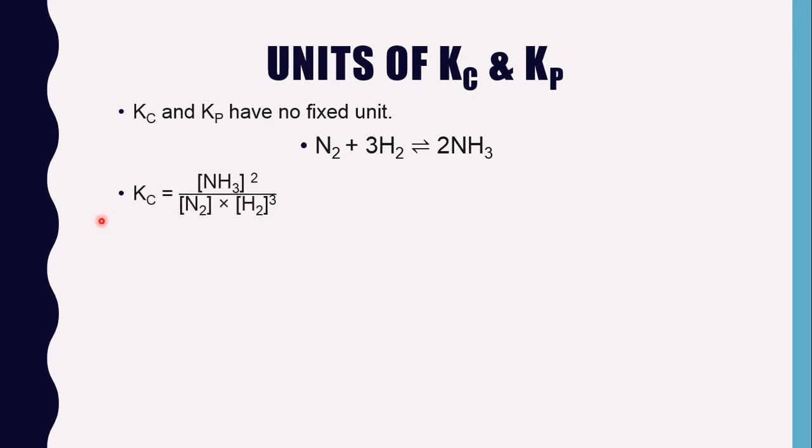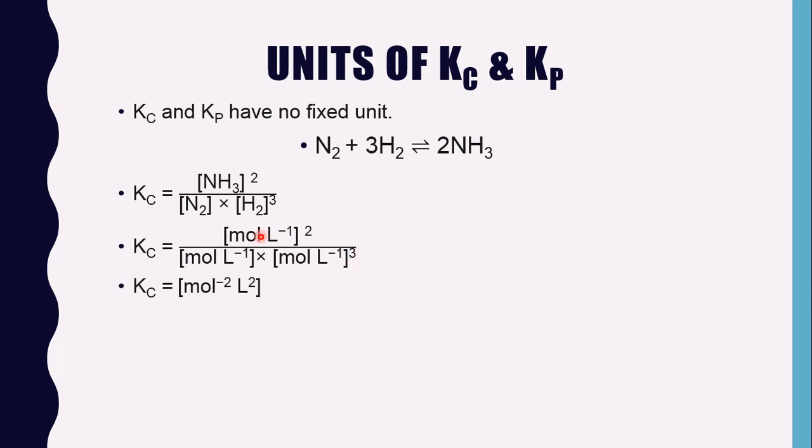Now, the formula of Kc equal concentration of product divided by concentration of reactant. If we put the value of concentration in this equation, then we will get mole per liter square divided by mole per liter into mole per liter cube, that is mole to the power minus 2 liter square. This is the unit of Kc for this reaction.